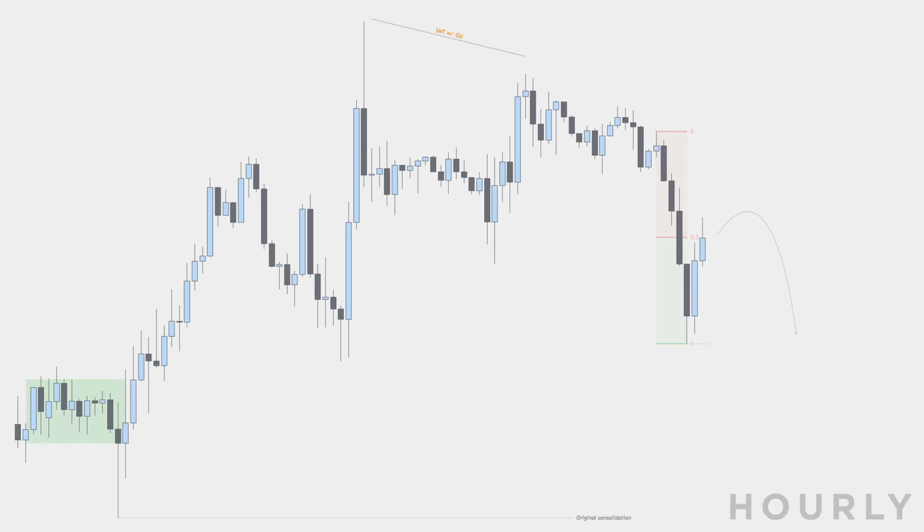Okay, so here we are on the hourly chart. Now, I know a lot of you are going to recognize straight away that we are working within a market maker sell model framework. Now, if you do not know what a market maker model is, we do have plenty of videos on this topic. So go ahead and watch one of those videos and then feel free to come back.